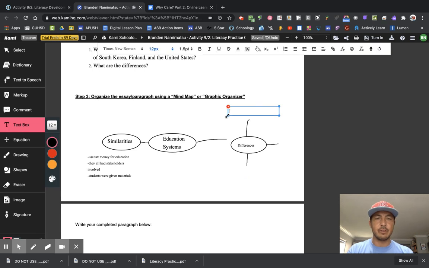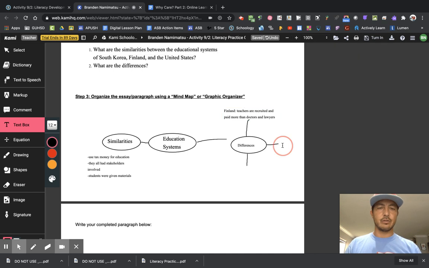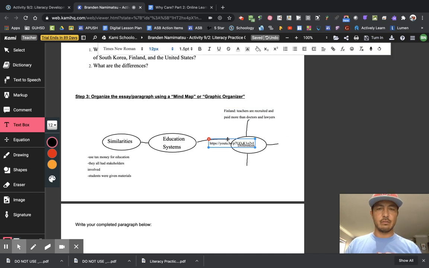This one will be for Finland. Finland is different from these other ones, and that's why you have three different branches. In Finland, teachers are recruited and paid more than doctors and lawyers. They're really focused on having great teachers. I'm going to see if I can copy this. I did a Control-C, and I'm going to put Control-V. Ooh, that didn't work, but it kind of did, because it gave me a text box without having to do text boxes. Your guys' commands, Control-Cs and Control-Vs, can make your life go a lot faster.